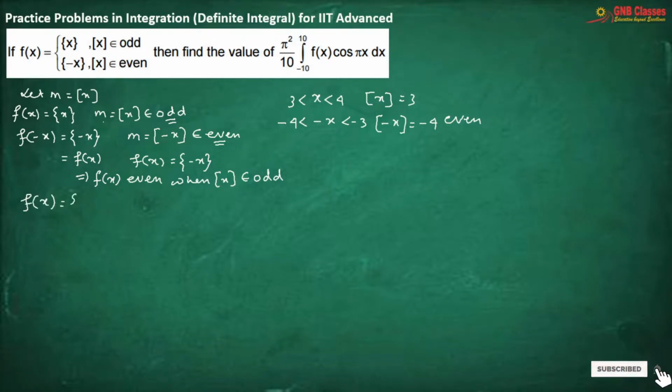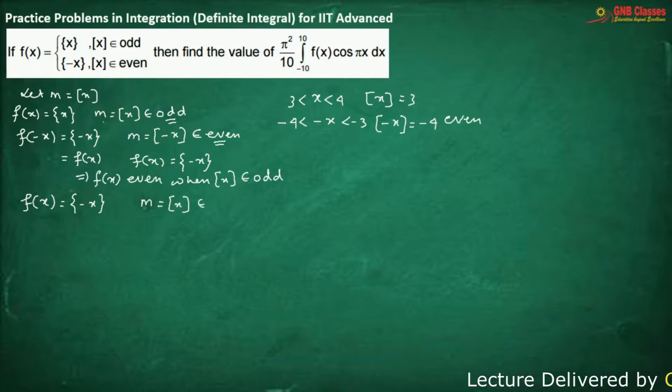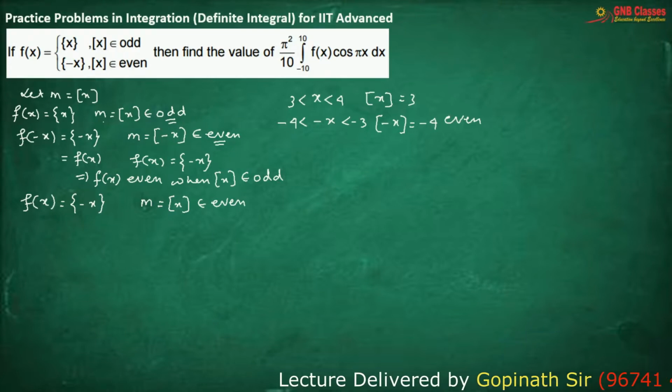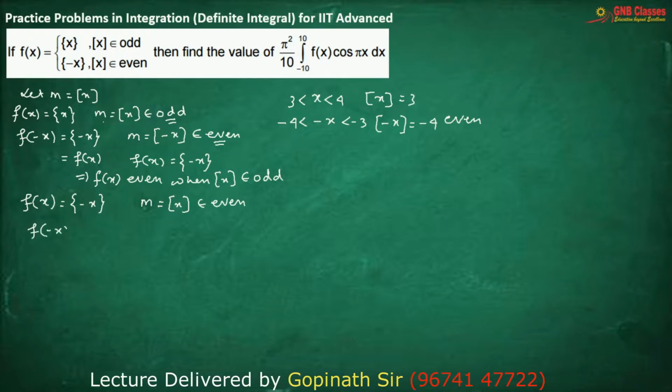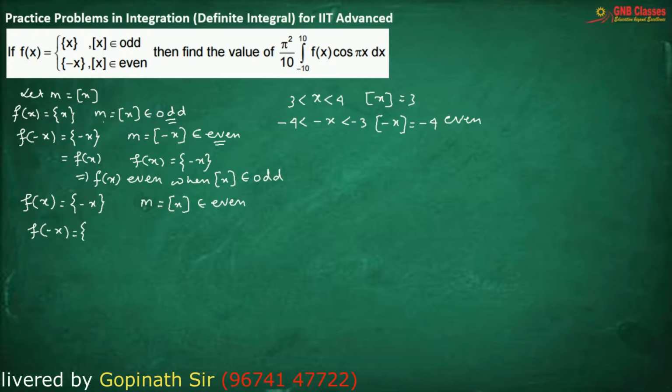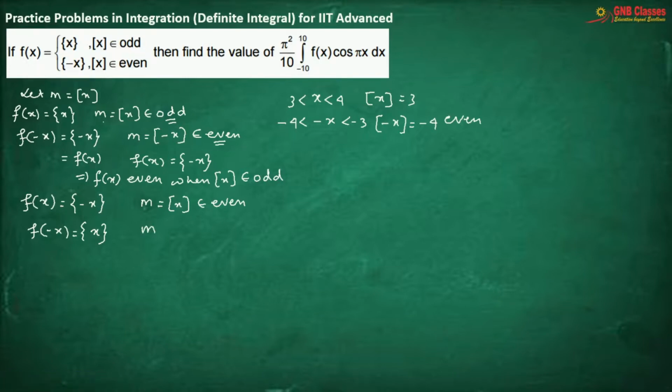Let us say f(x) is nothing but the fractional part of minus x. This definition is true when m, that is the greatest integer of x, is an even integer, right? So f(minus x) is the fractional part of x. Now observe, when m becomes the greatest integer of minus x, we have assumed that m, the greatest integer of x, is an even integer. Now the greatest integer of minus x will become an odd integer. Is it clear?